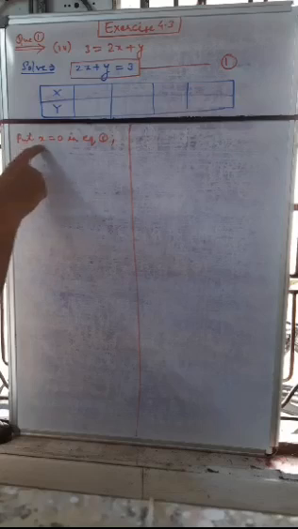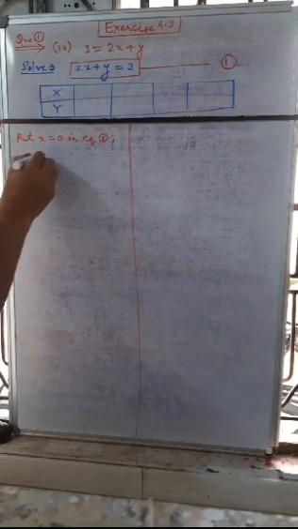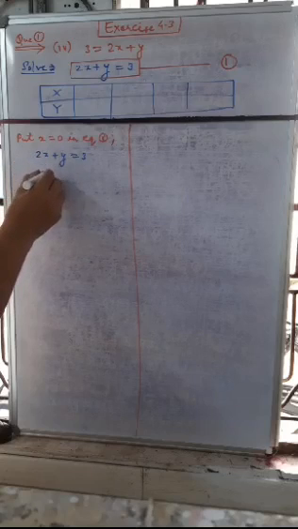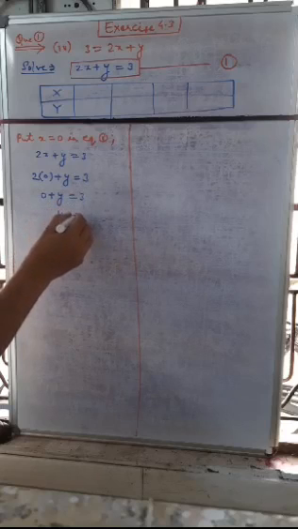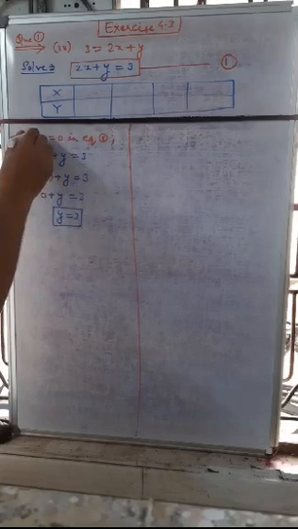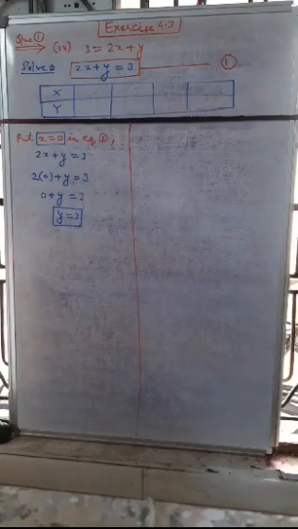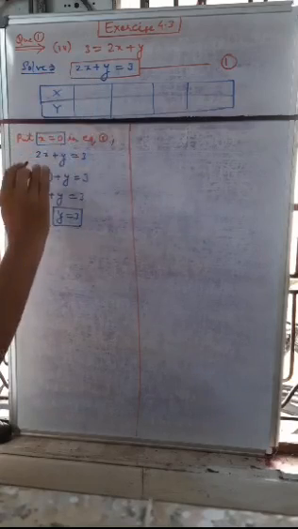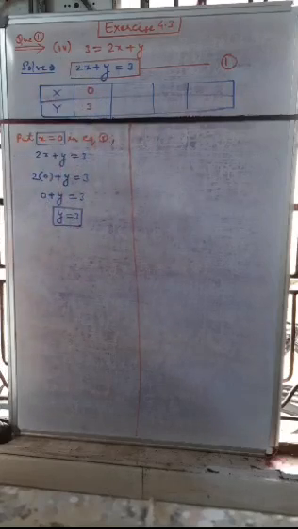Now I am putting x is equal to 0 in equation 1. We have the equation 2x plus y is equal to 3. So we will put 2 into 0 plus y is equal to 3. That means 2 zeros are 0, plus y is equal to 3, so y is equal to 3. When we put x is equal to 0, we got y is equal to 3. We will write these values in the table: in place of x we put 0, and the result we got is y is equal to 3.